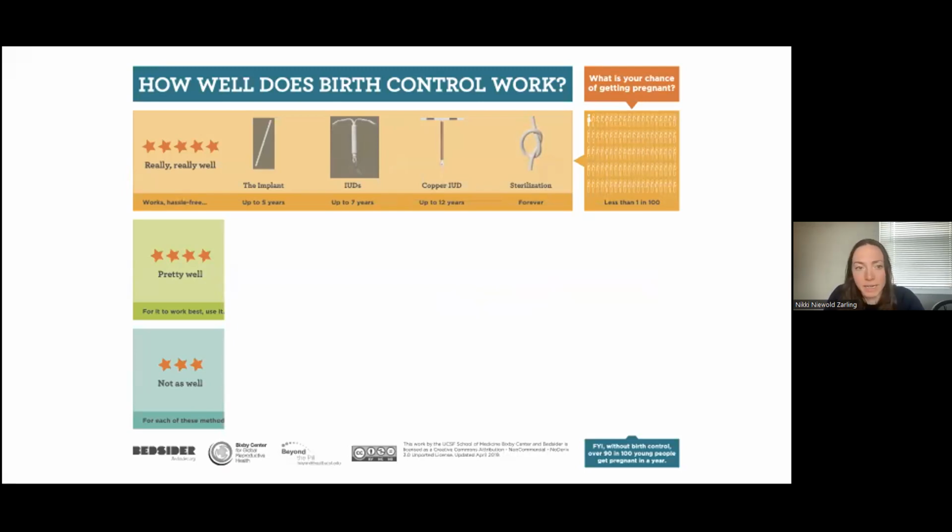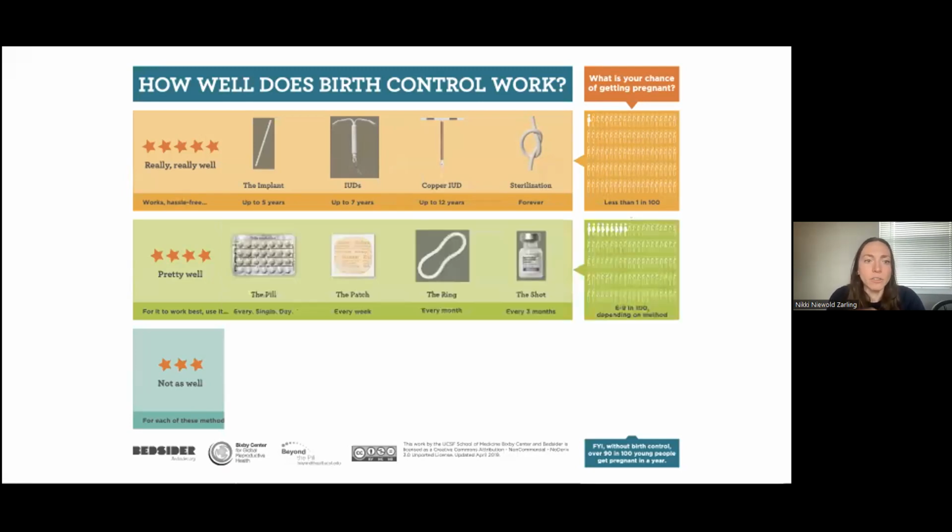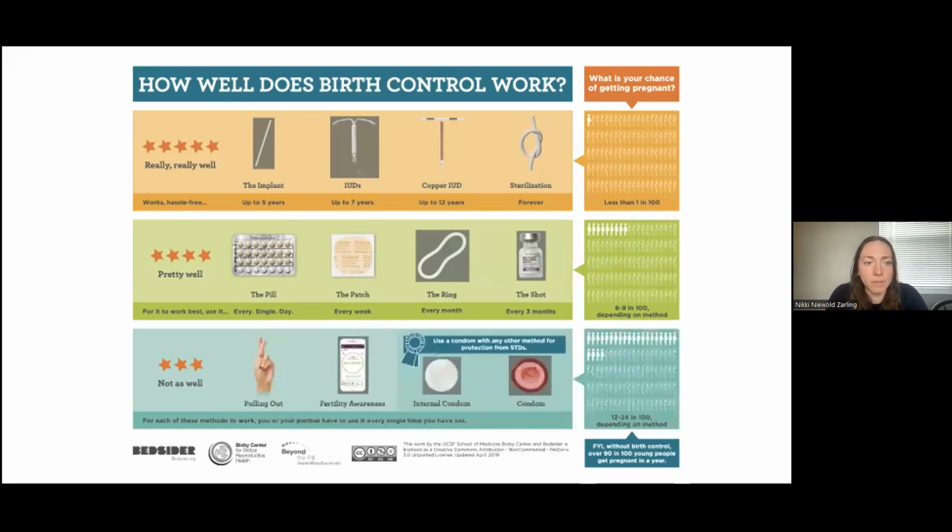So this probably brings you back to med school or even early intern year. But the first group is those really effective contraceptives, less than 1 in 100 chance of pregnancy at a year, which is the implant, the IUDs, and sterilization. The next group is the contraceptives that work pretty well. 6 to 9 women or patients get pregnant with usual use in a year, and that's the pill, the patch, the ring, and then the Depo-Provera shot. And then the last category is the methods that are a little bit less effective, kind of 12 to 24 in 100 patients getting pregnant. Those are things like pulling out, fertility awareness, and condoms.